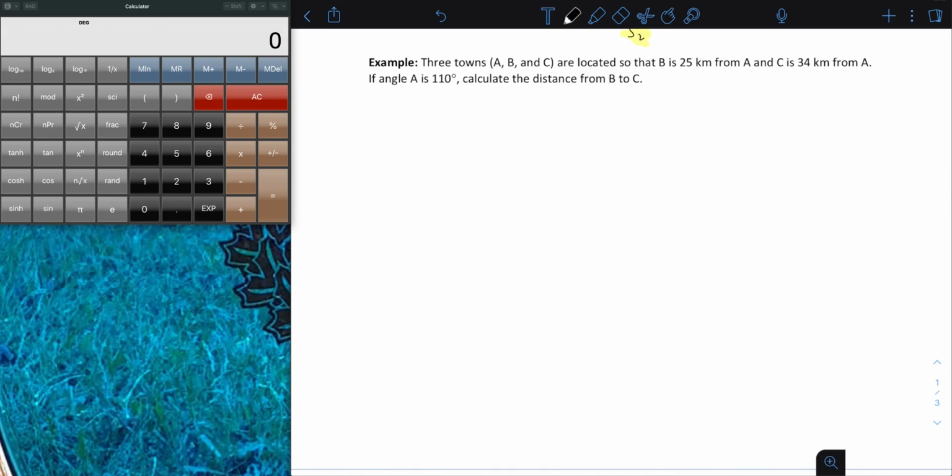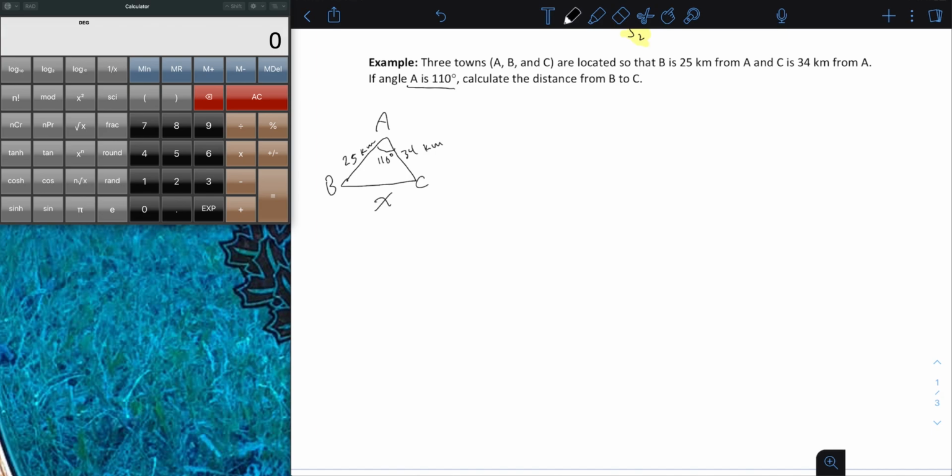So, 3 towns. Let's draw a picture here. We can draw town A, town B, and town C, and we'll just draw a triangle around that, okay? They're located so that town B is 25 kilometers from town A, and C is 34 kilometers from A, okay? If the angle is 110 degrees at town A, calculate the distance from B to C. So this is what I want to know. We'll call this X or something, that way we know.